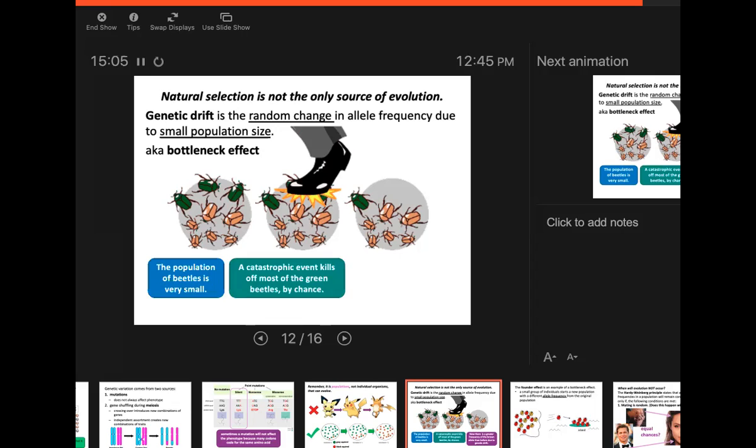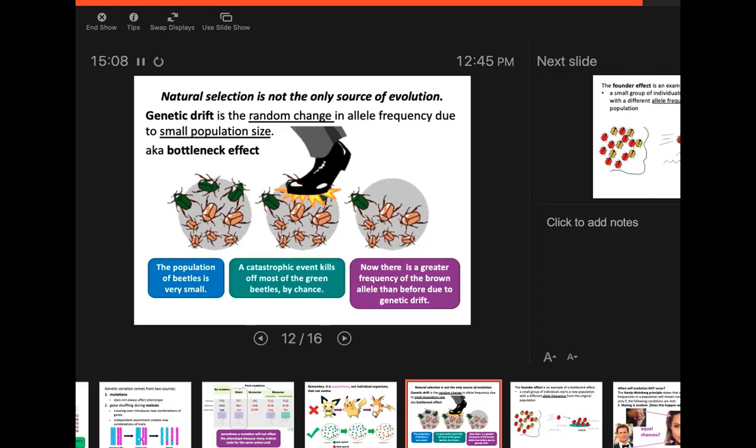So the population of beetles is small. A catastrophic event kills off most of the green beetles, obviously happening by chance. So now there is a greater frequency of the brown allele than there was before, and this is due to genetic drift.